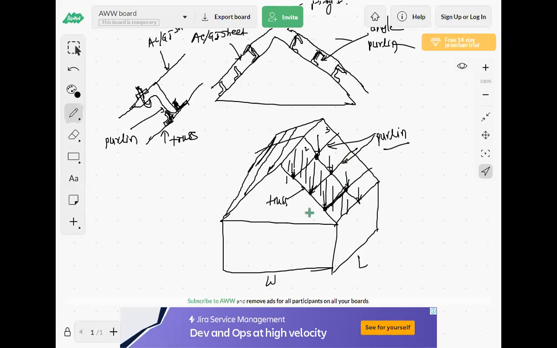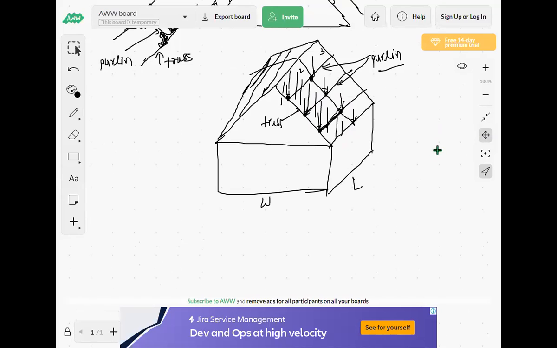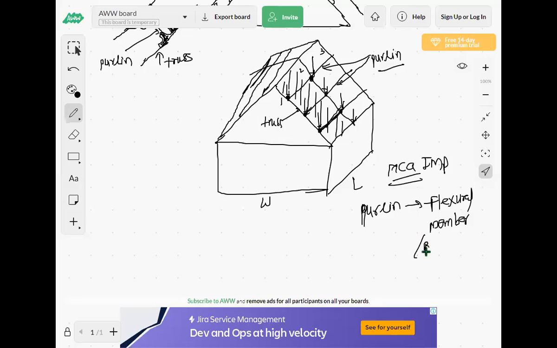So now that member we have to design as a purlin, and so we are calling it a flexural member. Many times a question for MCQ, see everyone, important question for MCQ: purlin is a flexural member, or we can say beam or flexural.